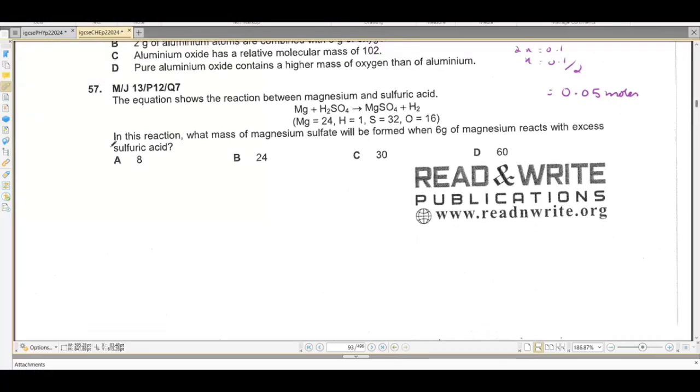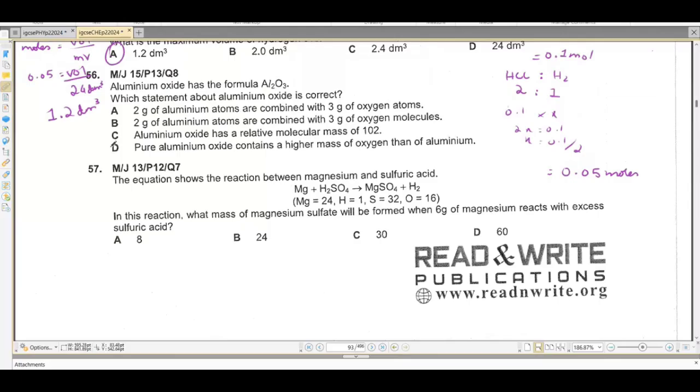Question number, okay, I have left this question. Question number 56. Aluminium oxide has the formula Al2O3. Which statement about aluminium oxide is correct? 2 grams of aluminium atoms are combined with 3 grams of oxygen atoms. No, this is not correct, obviously. These are 2 molecules of aluminium and 3 of 2 grams of aluminium. No, this is also not correct.